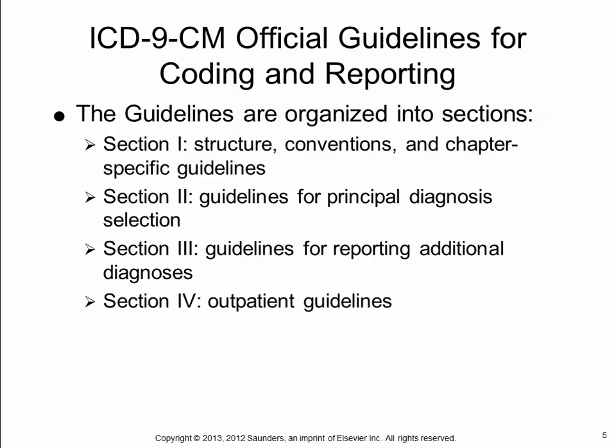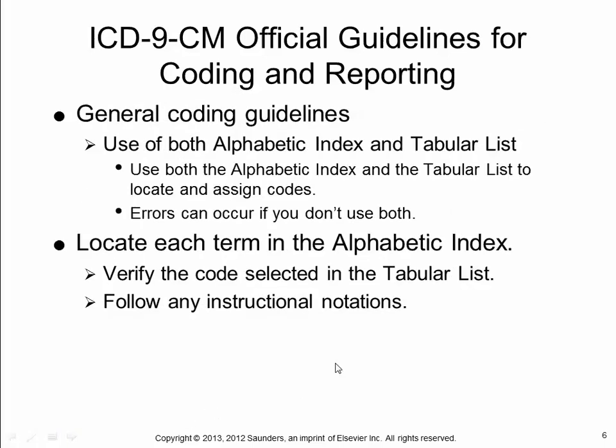Section 2 are our guidelines for selecting our principal diagnosis. Section 3 is guidelines for reporting any additional diagnoses or secondary diagnoses. And Section 4 are the outpatient guidelines.